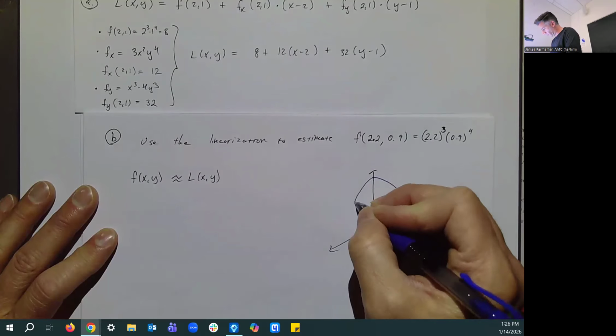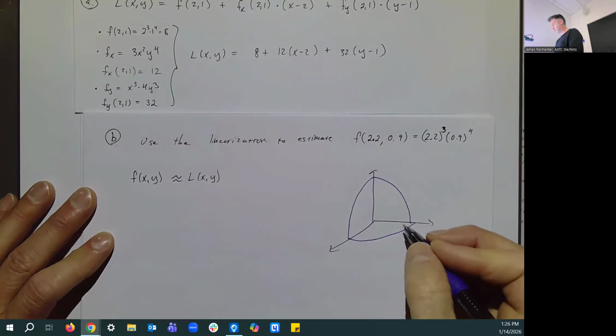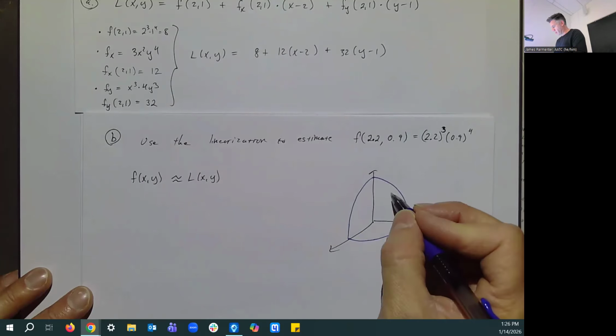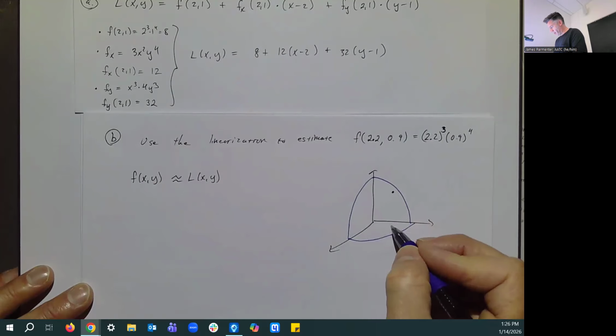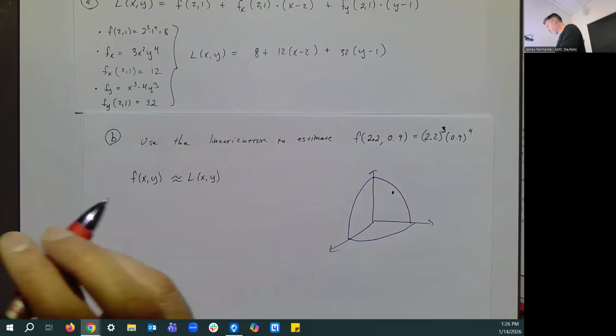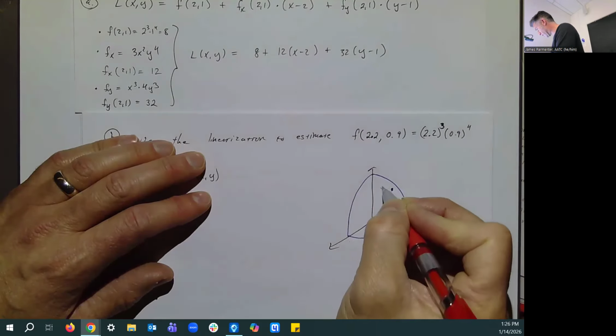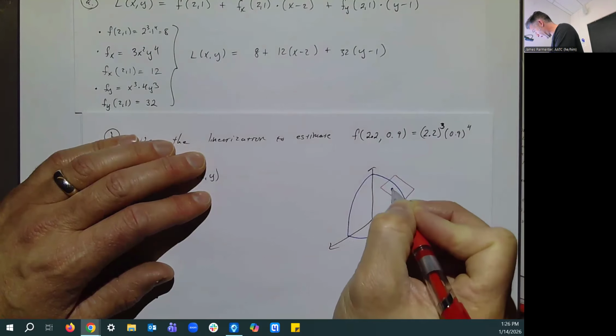But let's say your surface looked something like that. It's clearly not what it's going to be. But then you've got, say, this point of tangency at x is 2 and y is 1. And so then you're looking at this tangent plane that's tangent at that point right there.